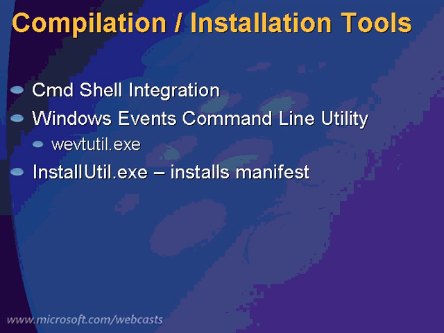Okay. Now let's talk about taking that event now and compiling it and installing it. Basically, the way we're going to do that is, again, we're going to use the command shell. We're going to use a tool called the Windows Event Command Line Utility. And the Windows Event Command Line Utility is going to allow us to basically take that event and install it using the manifest file that we created a little bit ago, or we modified a little bit ago.